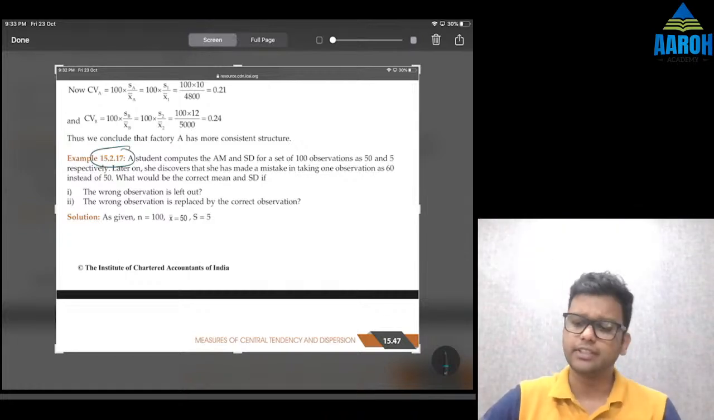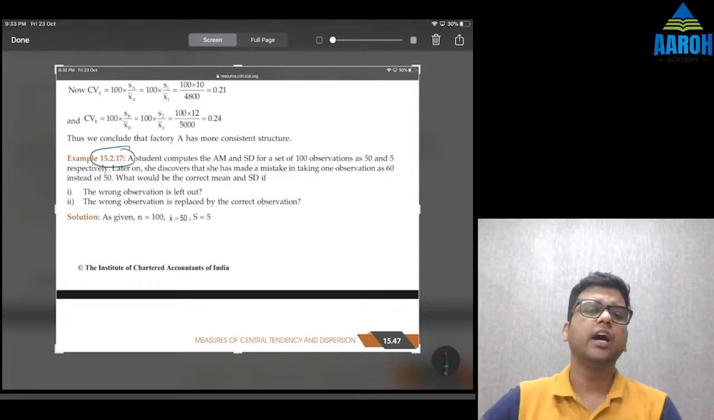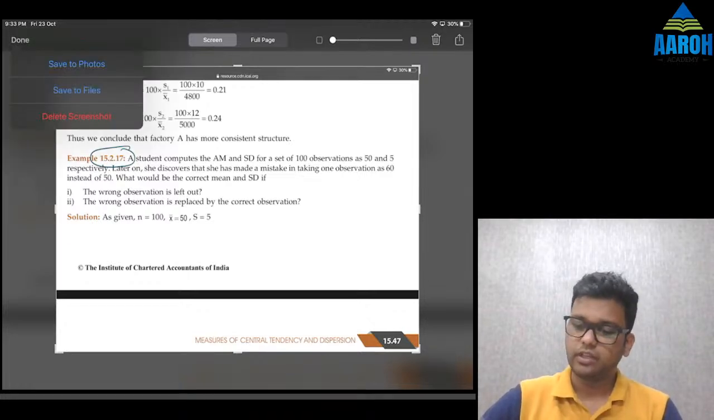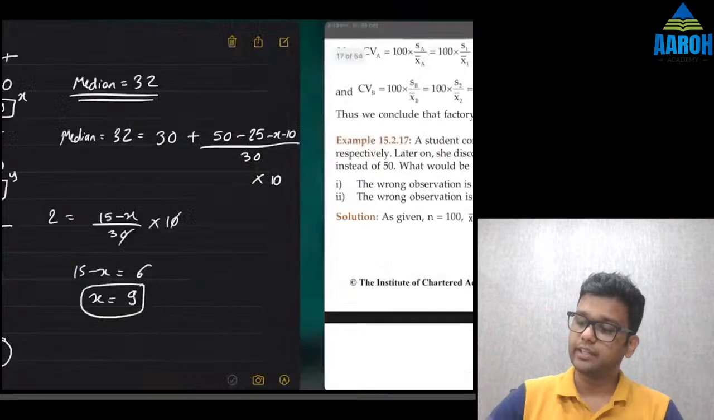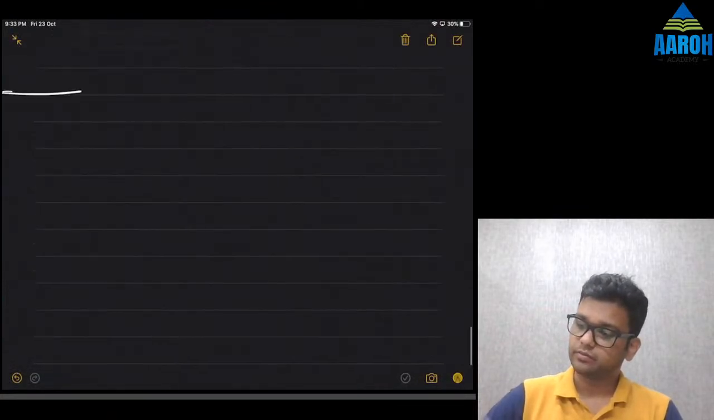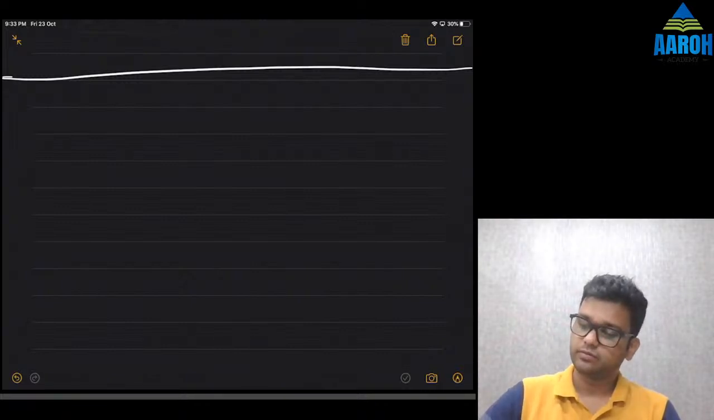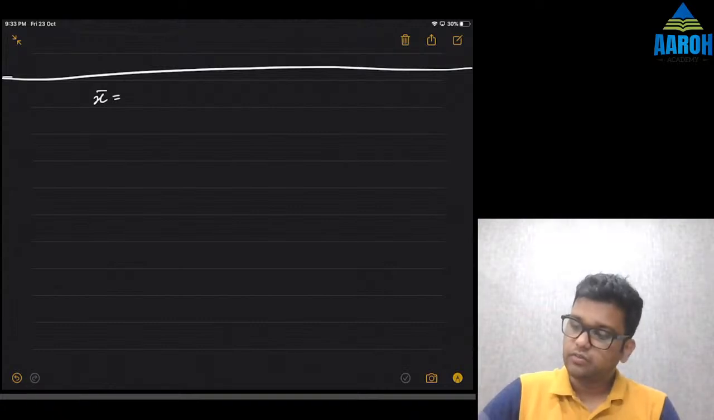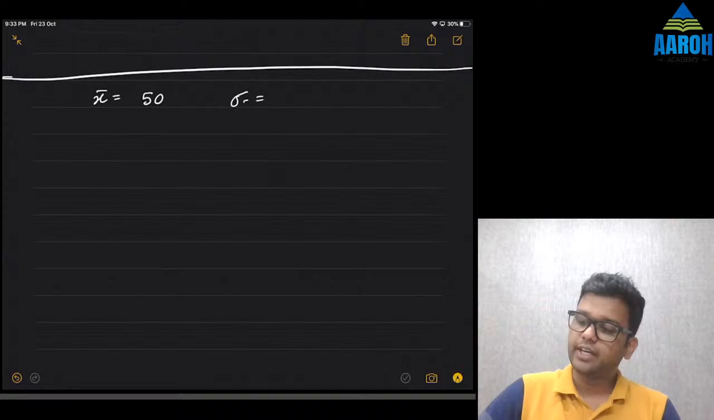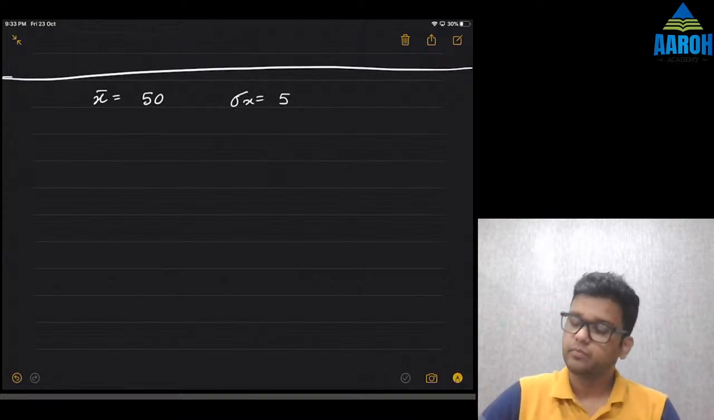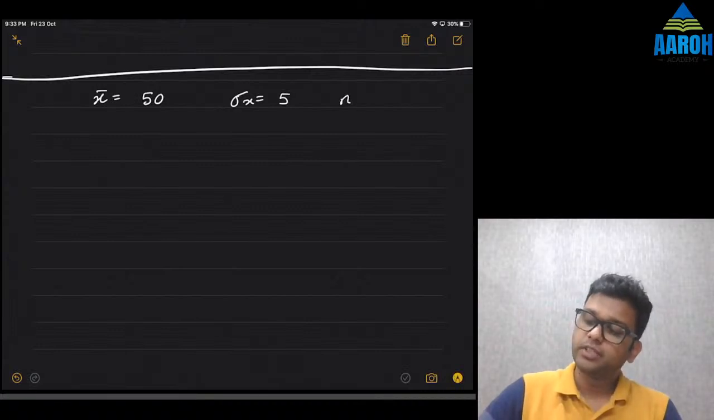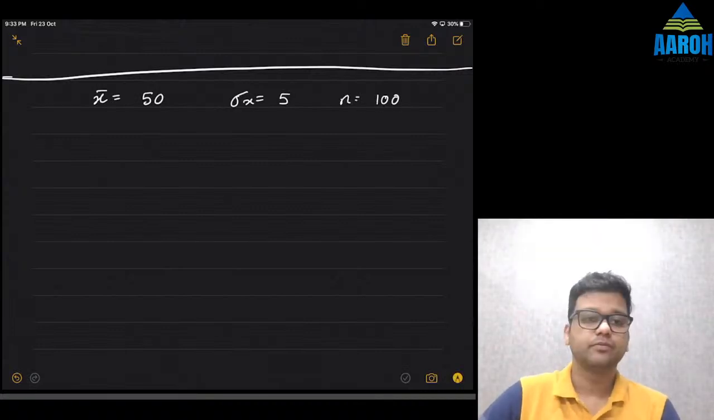Let's create our own question. Correction question. Understand carefully now. Let's say x bar for a data was 50. SD for that data was, let's say, 5. Number of observations were, let's say, 100.